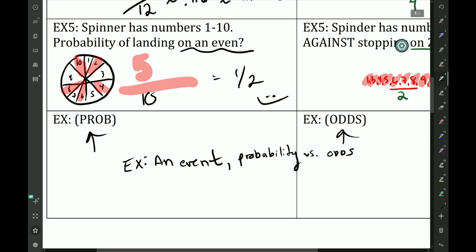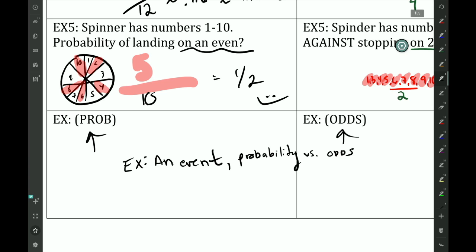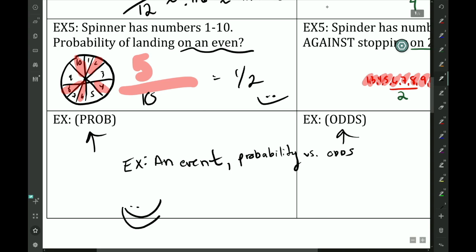If you're using a spinner or something, you want to talk about numbers 1 through 10, probability of landing on an even, the odds against landing on an even. So 2 examples on Google Classroom, your post, and that is about it.